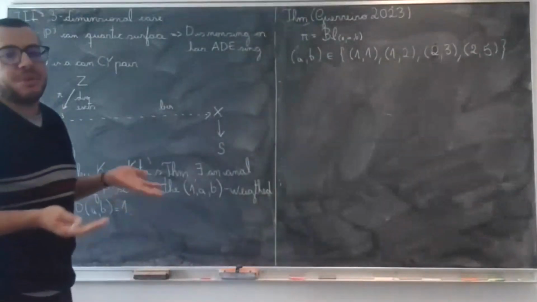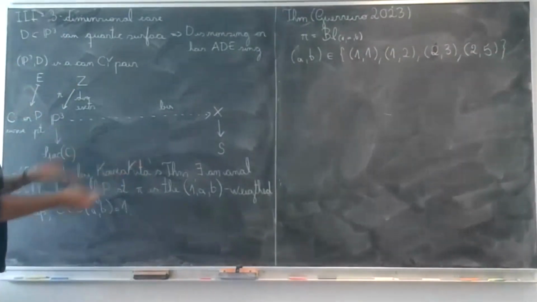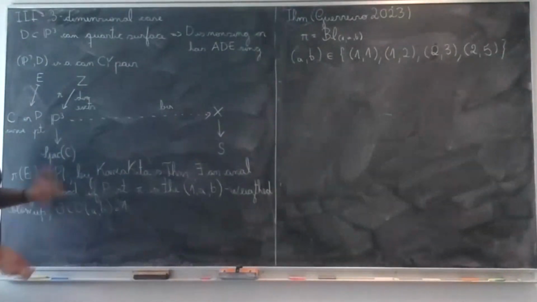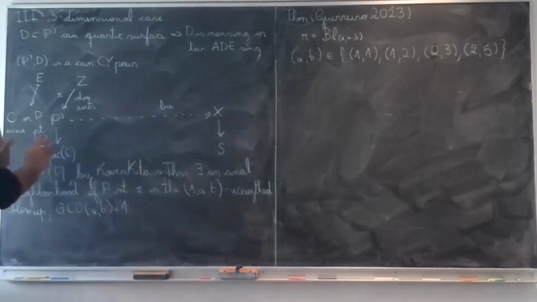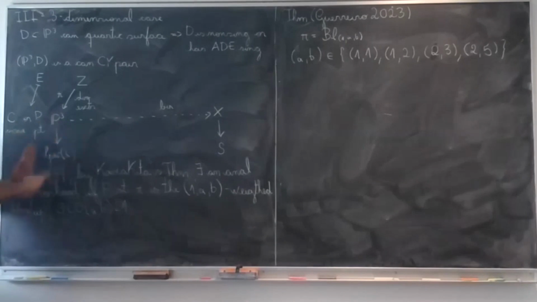And why is this result important? Because of course we want to study birational maps from P3. We want to study the Cremona groups. And this result is important because at least we know how to start a factorization in this case.